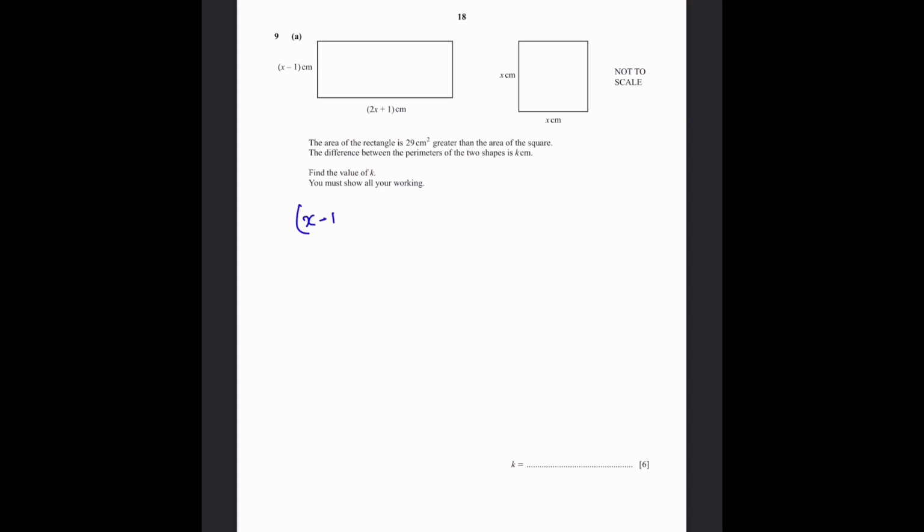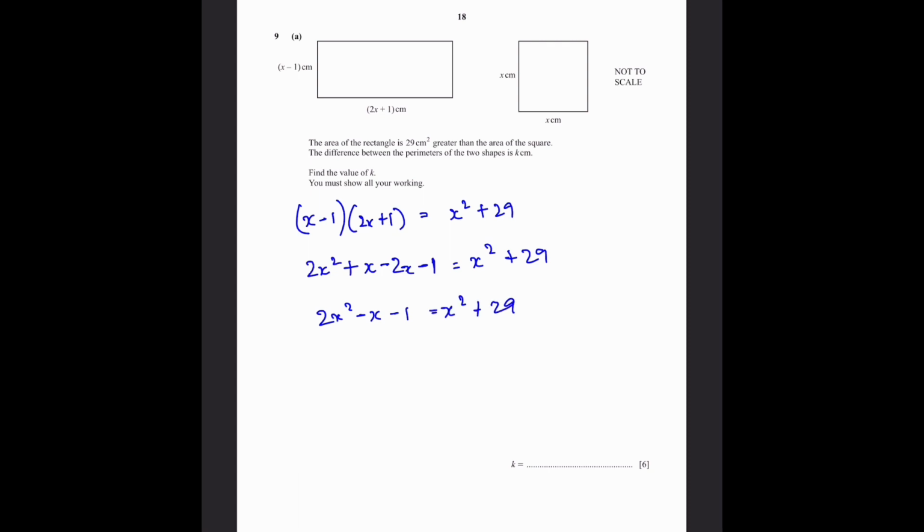So (x minus 1)(2x plus 1) is equal to x squared plus 29, because we need to add 29 to the square's area to get the rectangle's. So this means 2x squared plus x minus 2x minus 1 is equal to x squared plus 29. 2x squared minus x minus 1 equals x squared plus 29. That means x squared minus x minus 30 is equal to 0.